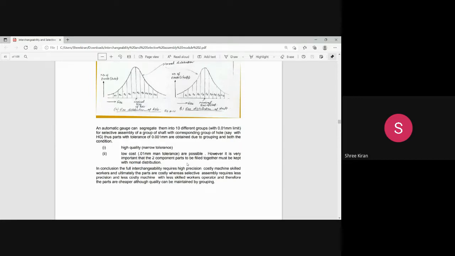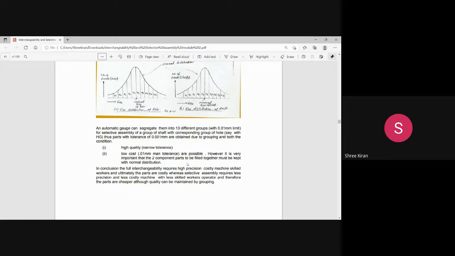In selective assembly, as a definition, we will be having an automatic gauge. In the case of an automatic gauge, we will have parts manufactured in groups. For example, a shaft and a hole: the shaft will have tolerances and the hole will have tolerances. The particular group of shaft and hole will be combined together to form a part.